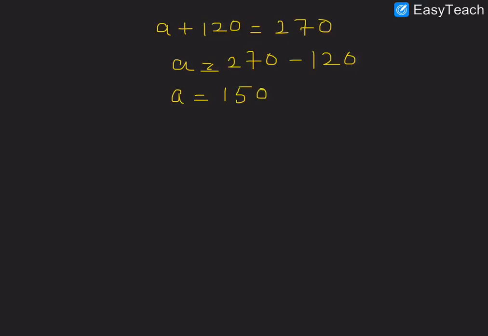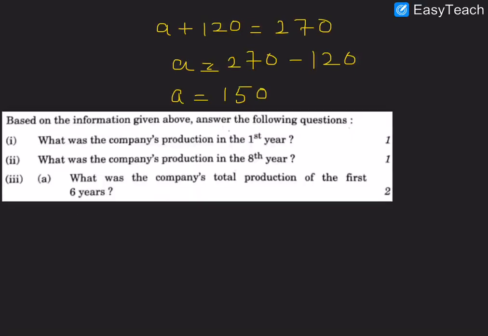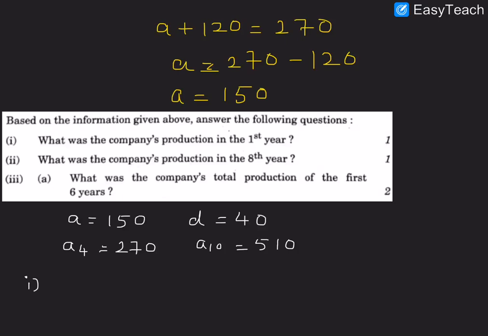So now you know A and D. Your A is 150, your D is 40. As we know, A4 is given to us as 270 and we know A10 is 510. So based on this information, we have to start solving the first part. What was the company production in the first year? So in the first year, as we have already calculated, the company production will be A, which is 150 road rollers. What was the company production in the 8th year?